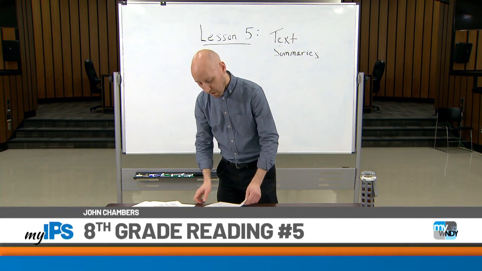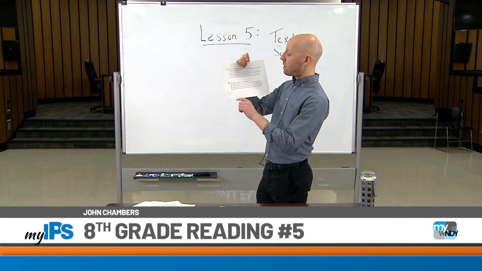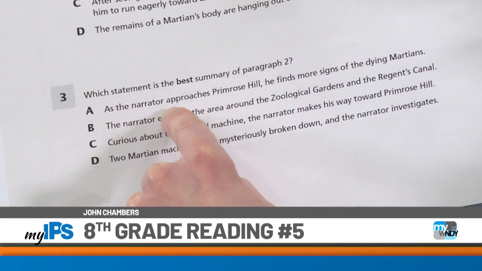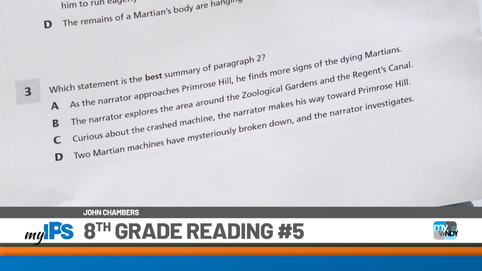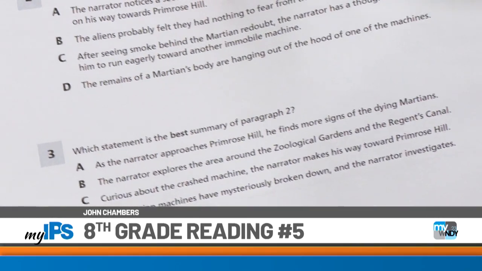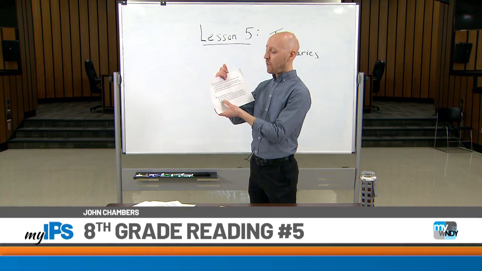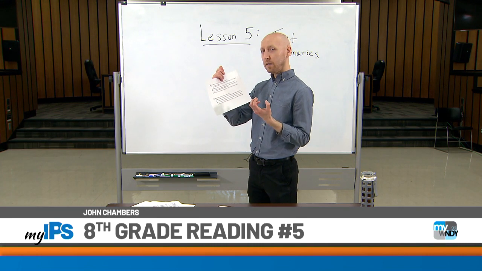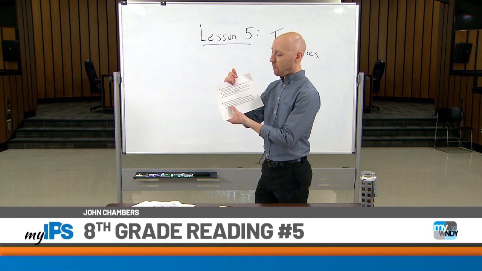So then, if we go back to the question, it says which statement is the best, if we underline best, the best summary of that? Well, let's look at A. As the narrator approaches Primrose Hill, he finds more signs of the dying Martians. That seems great to me because it mentions the character, the narrator, the setting, which is the Primrose Hill, and this really key event or main takeaway from the passage, that the Martians are dying. So I'm going to star that.